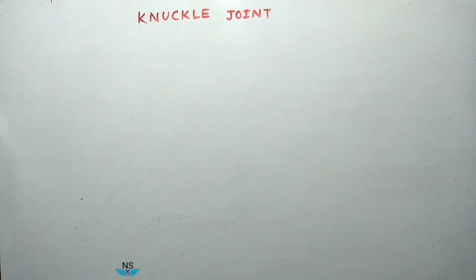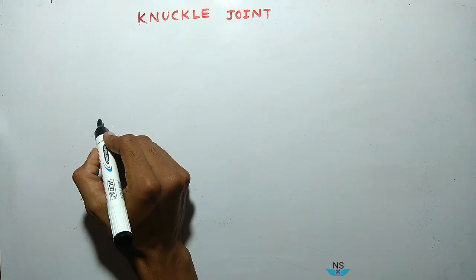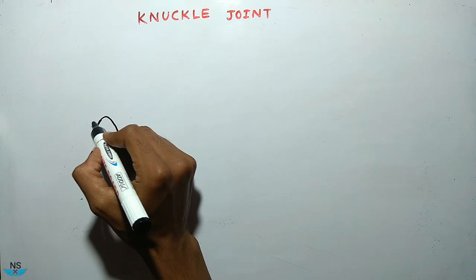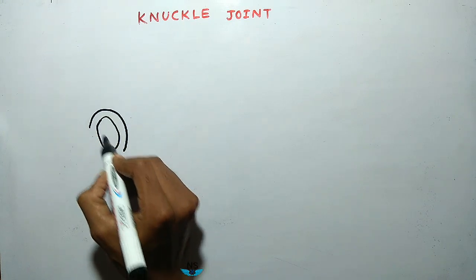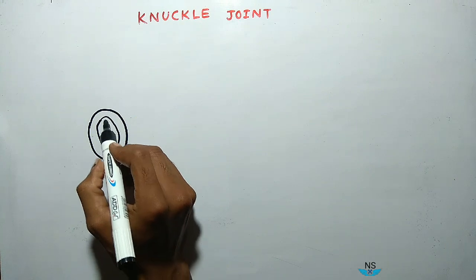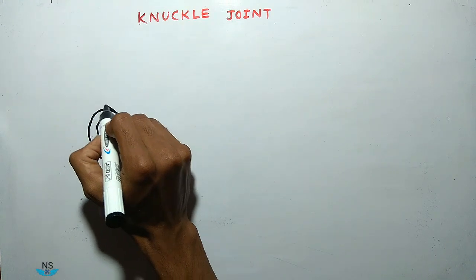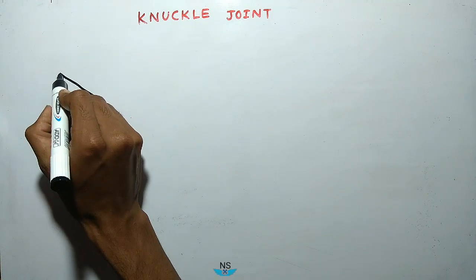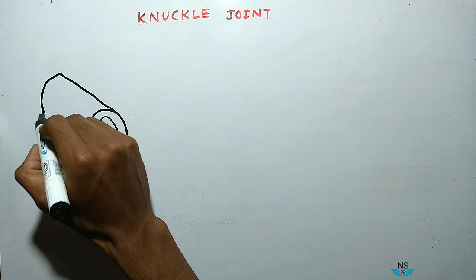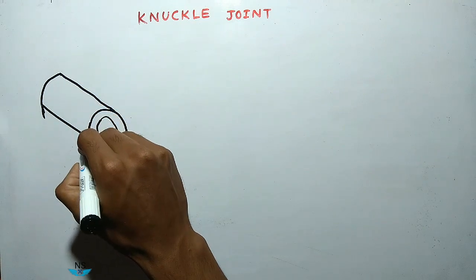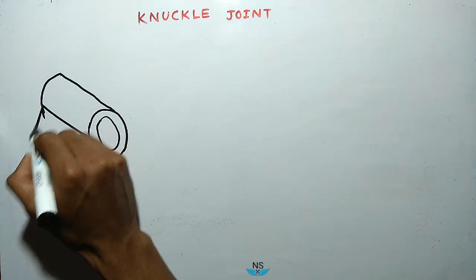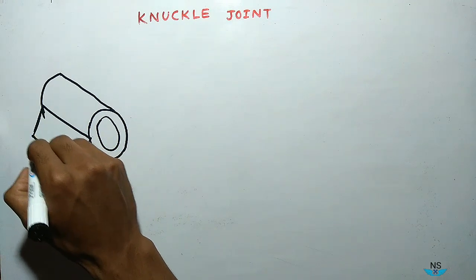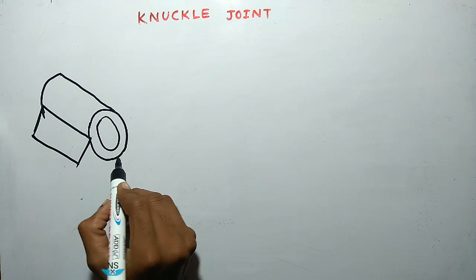Now let us see in 3 dimensions how the knuckle joint looks. So let us draw the eye first. So this is the eye. I am drawing the eye here in 3 dimensions. In 3 dimensions it will look like this.